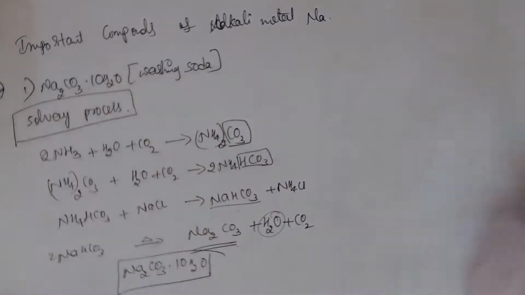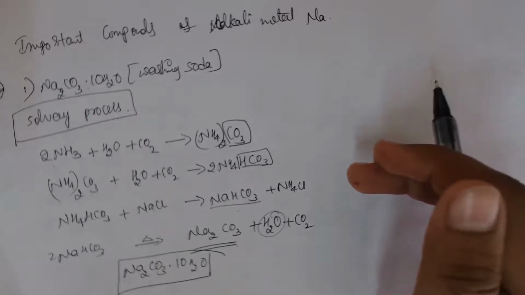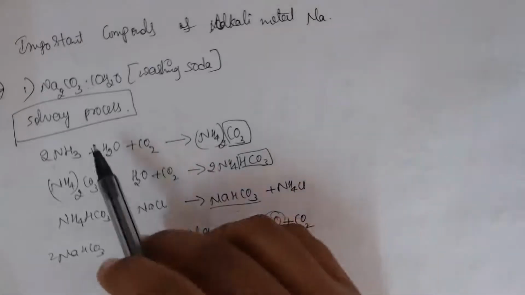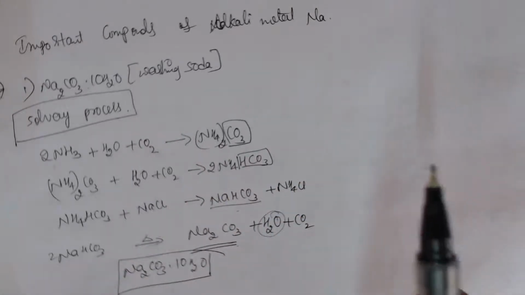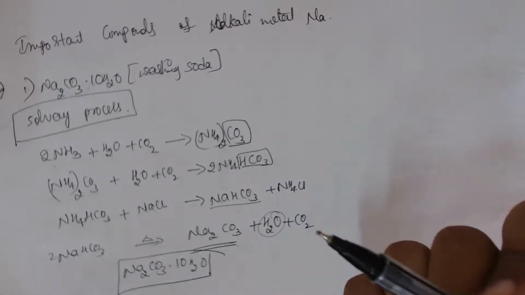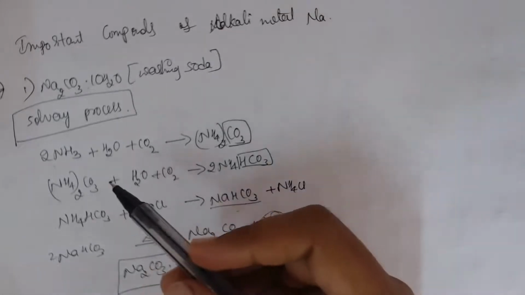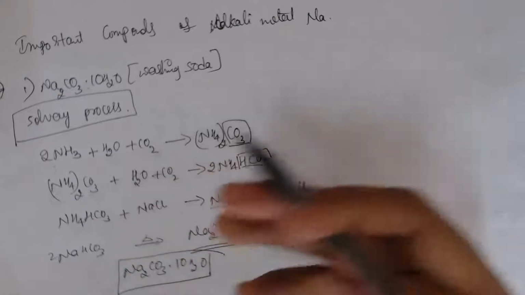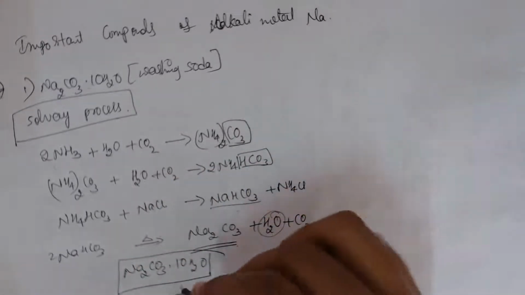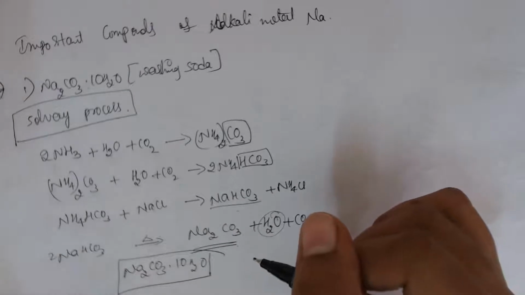This process is called the Solvay process. In NEET they may ask what reagents are used to prepare sodium carbonate in the Solvay process, or how ammonia is converted in the first step, in the second step, in the last step. They may ask like that, and also what is the composition of sodium carbonate.